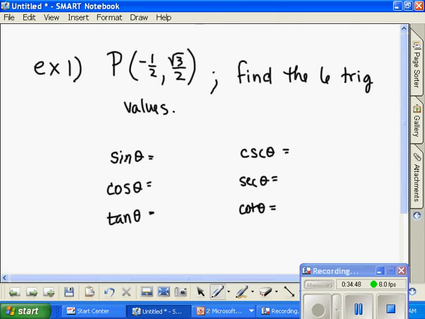I know that the definition for sine is y over r. But if I know that the r is already 1, really isn't it just y? Do you agree? Look at my ordered pair. What's my y? Root 3 over 2. Done. What about cosine? What's the definition of cosine?